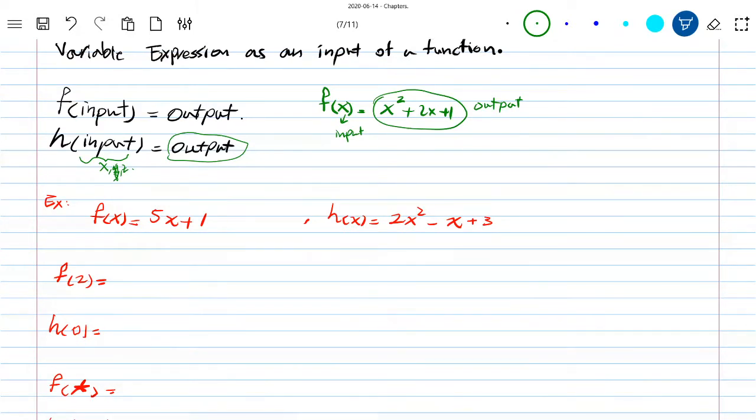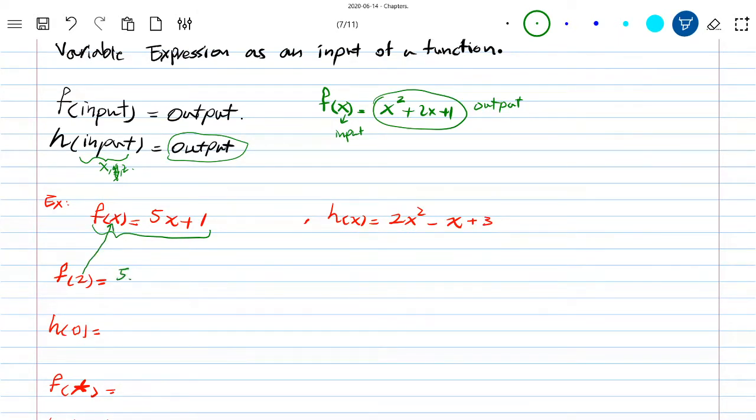Given f of x is 5x plus 1. This was an example of a linear function. And h of x is 2x squared minus x plus 3. There are 2 given functions. Last time, we discussed calculation of f at a specific value. For example, f of 2. Given this is the function f, if I want to find out what is f of 2, this means replace the input x with 2.